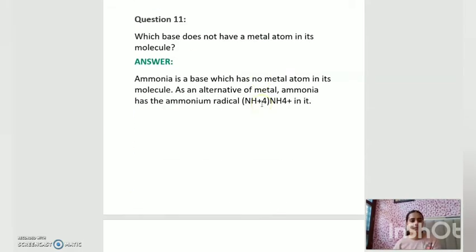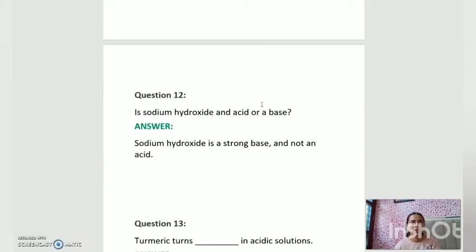Question number 11. Which base does not have a metal ion in its molecule? Which is that base which does not have a metal ion or metal atoms in its molecules? So that is ammonia. A-M-M-O-N-I-A. Ammonia is a base, student, which has no metal atom in its molecules, right? I have even given you the formula, NH4 plus, right?